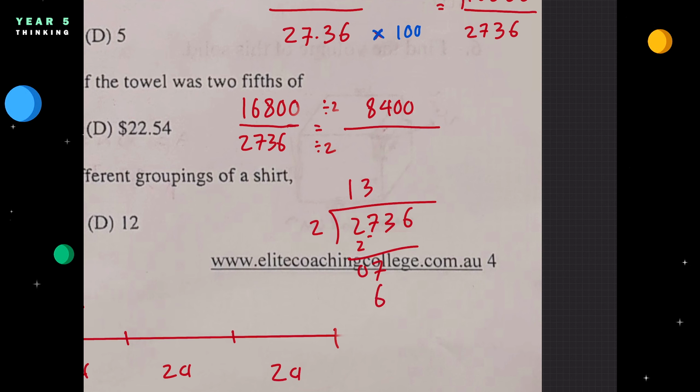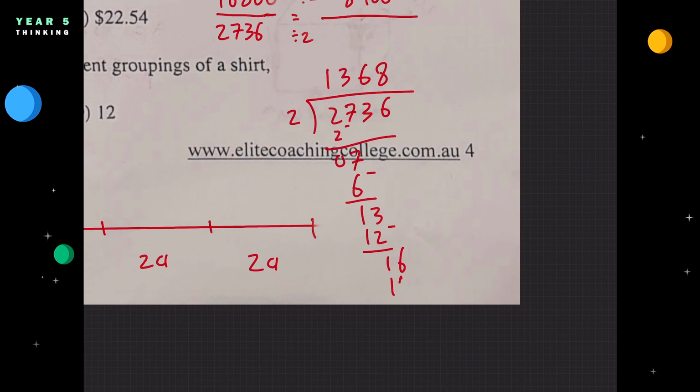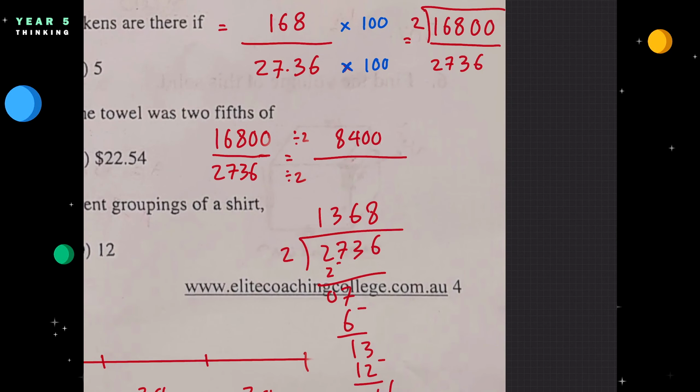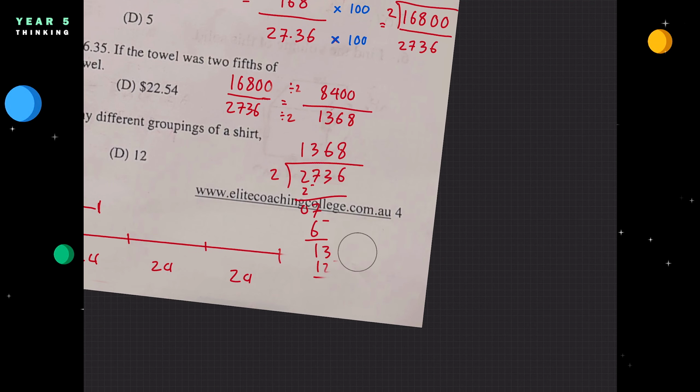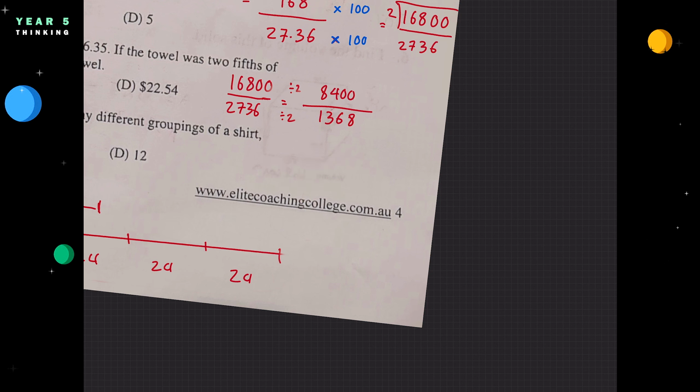Excuse me. Okay. 2 times 3 is 6. Take away, you get remainder 1. Bring the 3 down. 13 divided by 2 is equal to 6. 2 times 6 is 12. Take away, you get remainder 1. Bring the 6 down. And 16 divided by 2 is 8. 2 times 8 is 16. No remainder. So therefore, this number will be 1368. Okay, the number's getting a bit smaller now. Let's keep dividing. Let's keep simplifying this fraction.